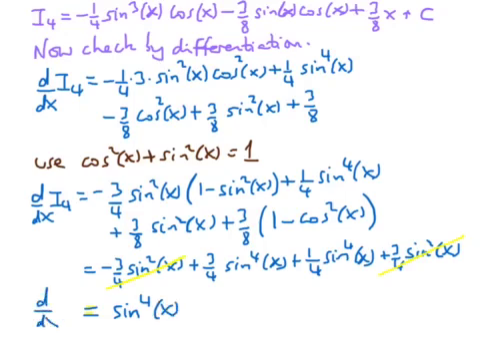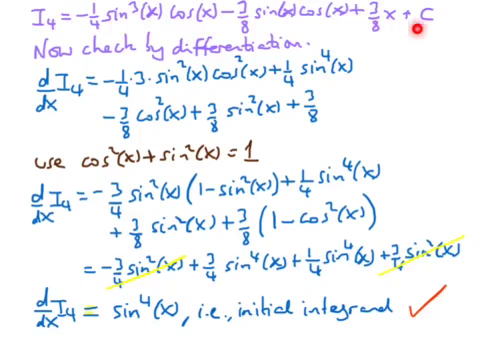So the derivative of our result for the integral is the initial integrand, and because we've regained the initial integrand by differentiating our result for the integral, we know that our result for the integral was correct. This result up here is correct. So we've used the reduction formula and now we've differentiated it and shown it's correct.